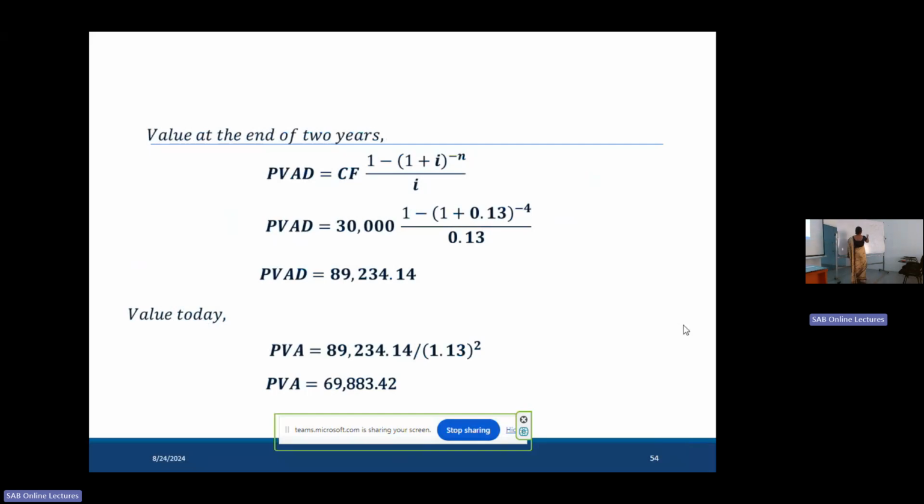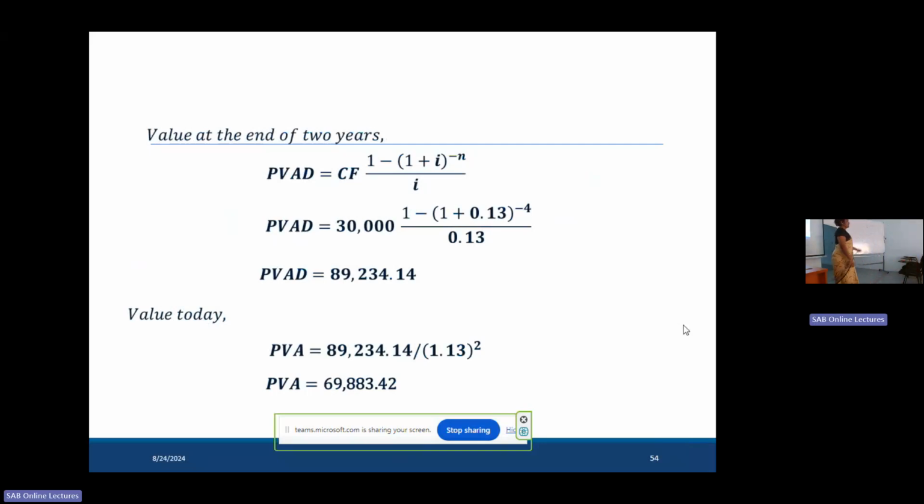So here we are at the end of year 3. Right? So you have discounted this 1, 2, 3 by 2 times. So then we discount this 100,834 by 1.13 to the power 3. So you should get the same answer. I get the same answer.